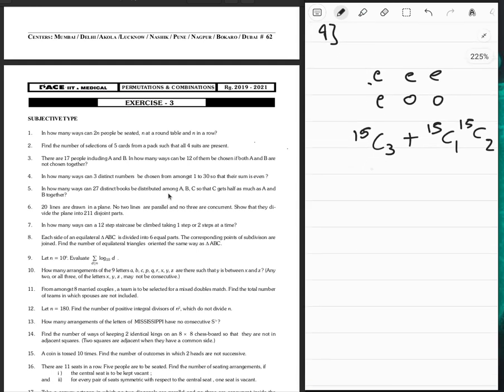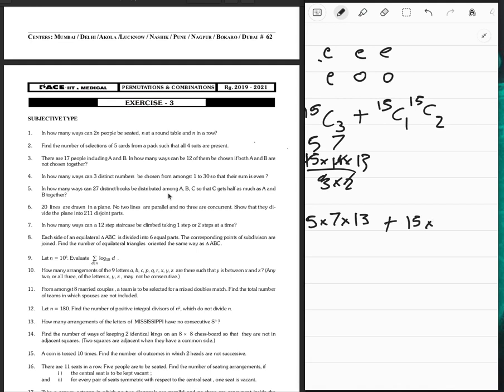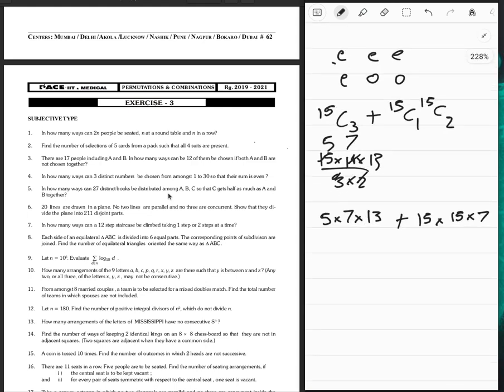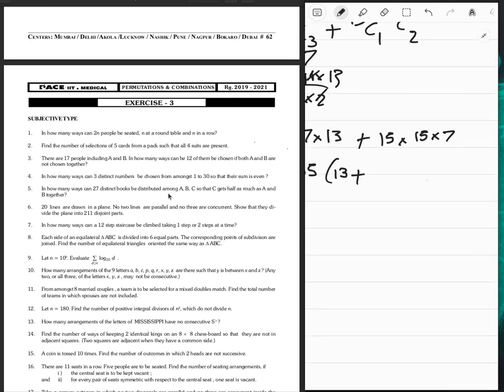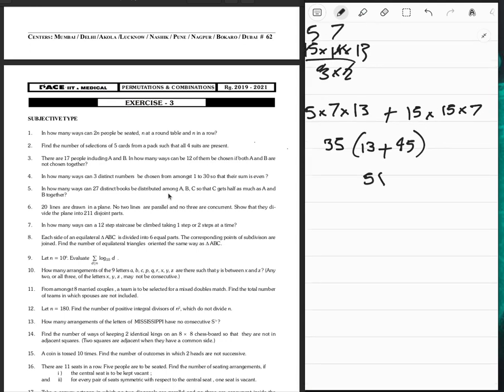Cool. Which is 15 times 14 times 13 upon 3 times 2. That should be the thing, which is 5 over there. We already did this, right? Yeah, we already did this. 5 times 7 times 13, and this one is just plus 15 times 15c2, which is 15 times 14 upon 2, which is 15 times 7. Nice. So let's take some stuff common. Actually, we can take 7 common at least, and 5 common. So 5 times 7, which is 35. Take that common. What do you get? Just get 13 plus 3 times 15, which is just 45. So this is going to be 58 times 35.